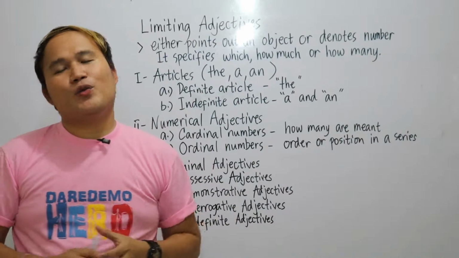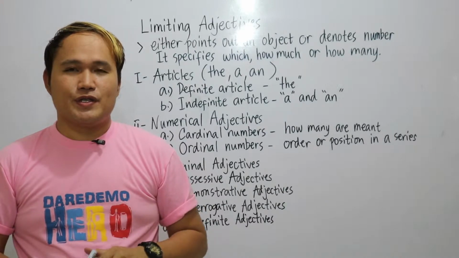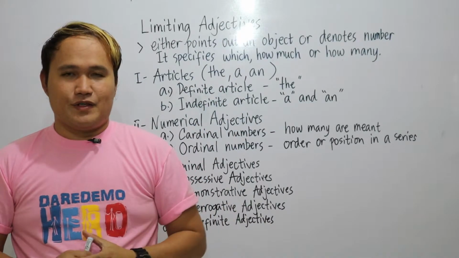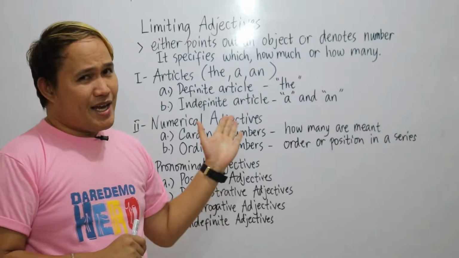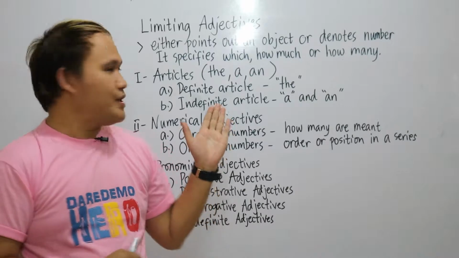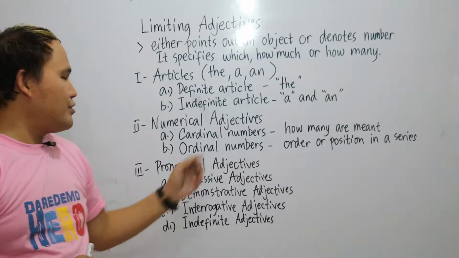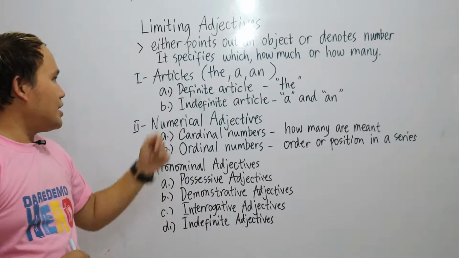Good day everyone, welcome back to English Hero, and in this video we're going to discuss limiting adjectives, which is one of the classifications of adjective. Now, limiting adjectives have three types. We have the articles, numerical adjectives, and pronominal adjectives. So first up, let's discuss articles.